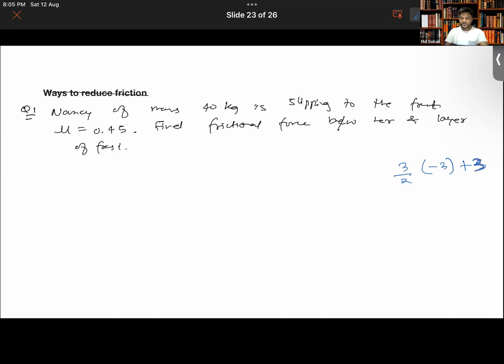So what you have done here is you have added minus 3 and plus 3, while this 3/2 was in multiplication with minus 3. As per the BODMAS rule, you have to first do the multiplication part. So rather than adding them, it should be minus 3 upon 2 plus 3.